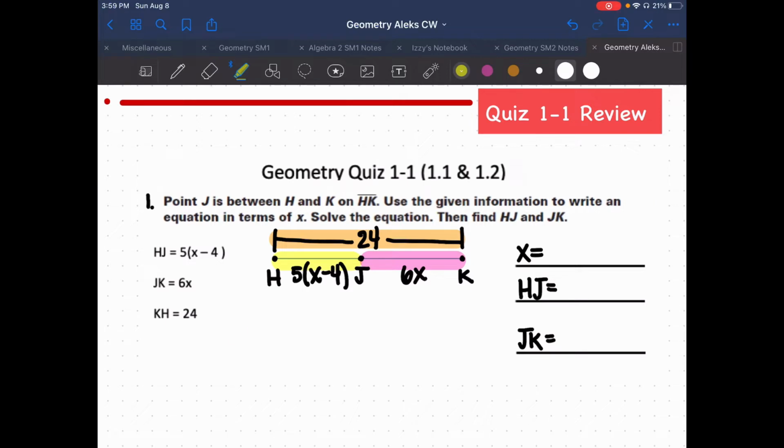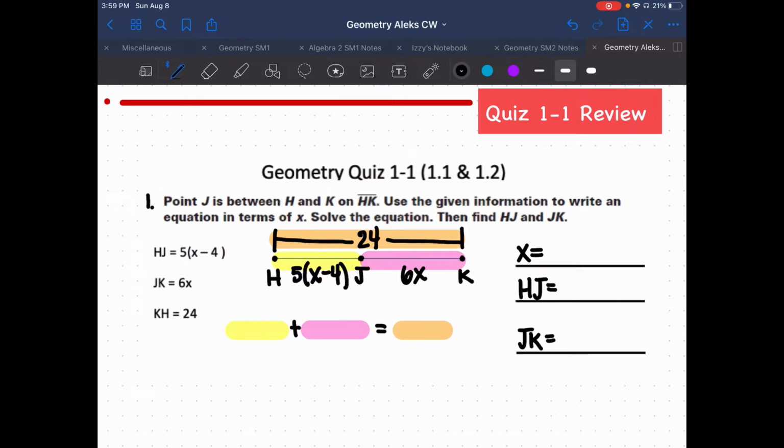If I go back and look at my notes, the segment addition postulate at its very core definition says that I take the yellow part, add to it the pink part, and it's going to equal the orange part. So let me add those pieces in there: the yellow plus the pink equals the orange. And you can see that in the picture.